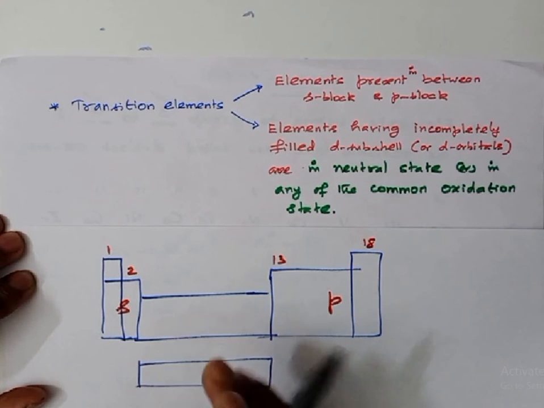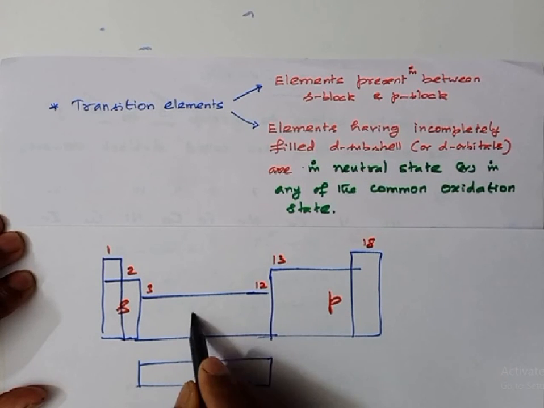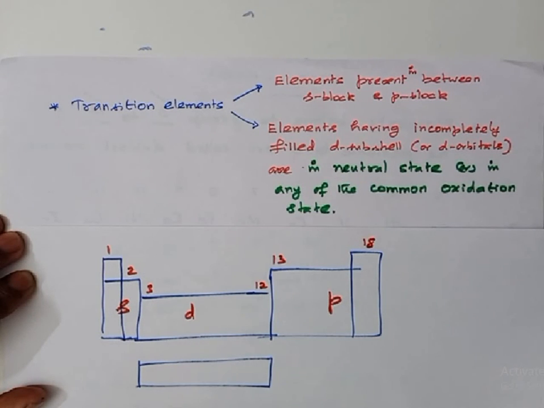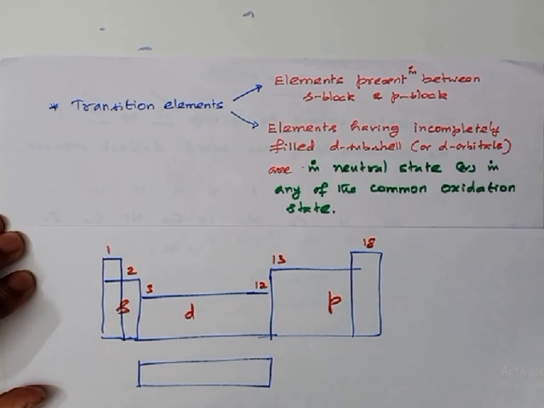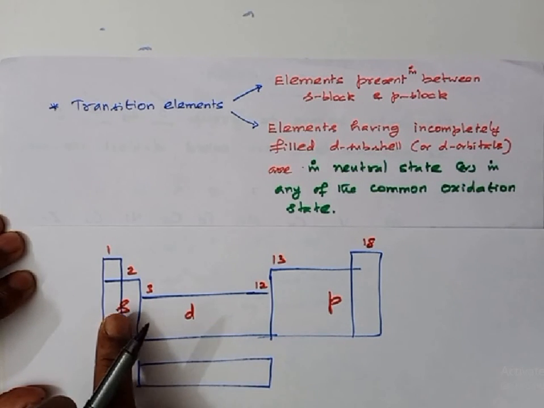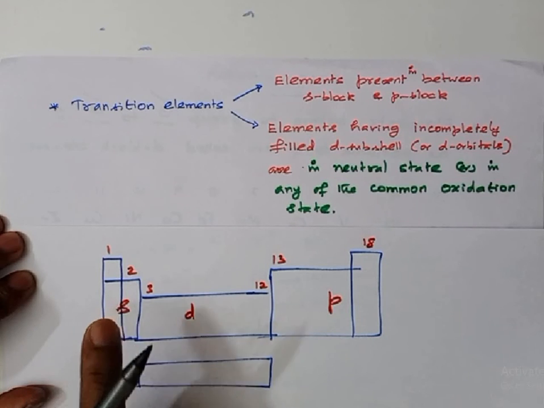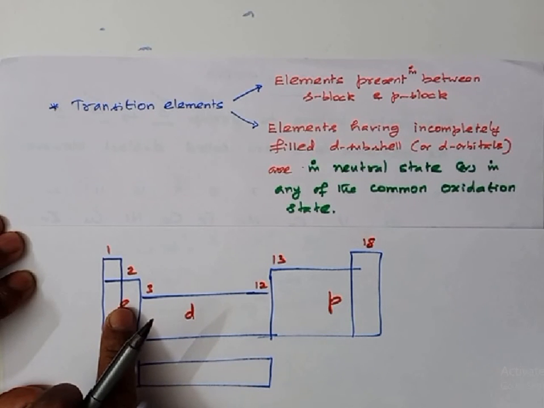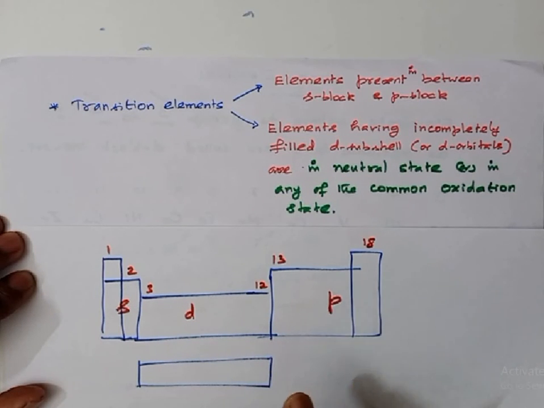In between we have elements from group 3 to 12. These elements are called D block. So D block elements are present in between S and P. You know very well, S block elements have high metallic character, whereas most of the P block elements are non-metals.